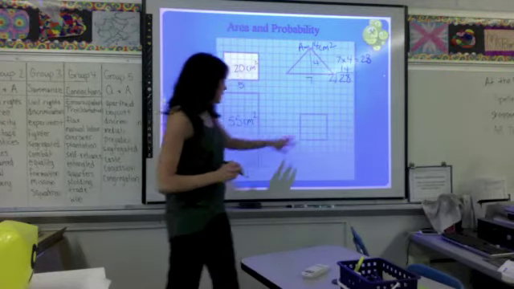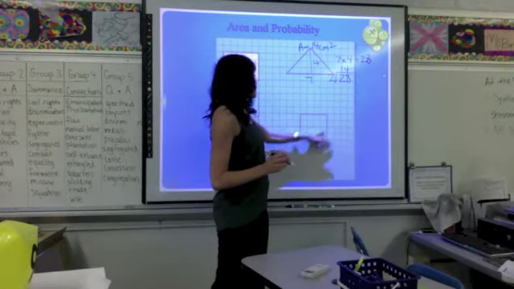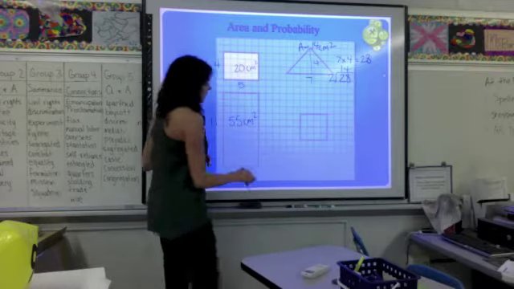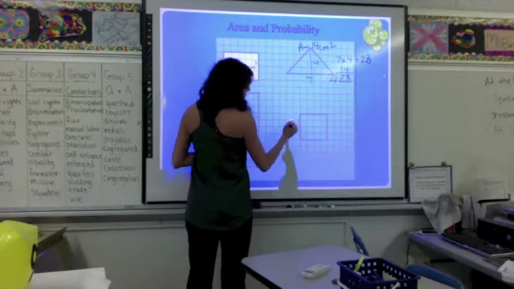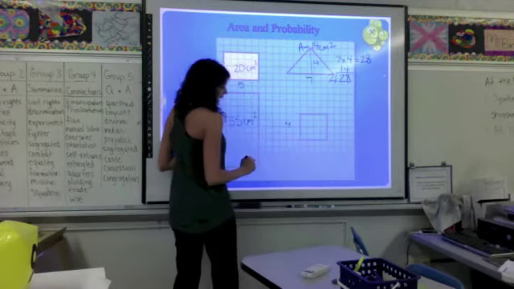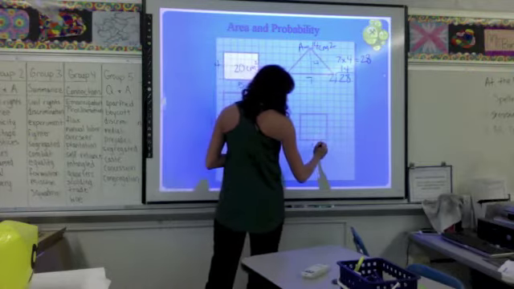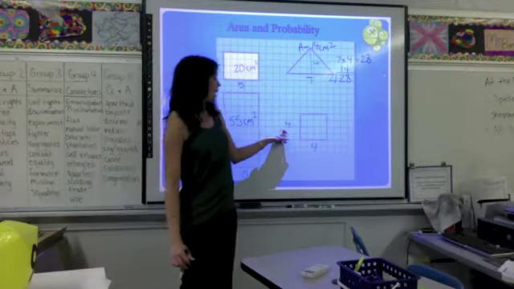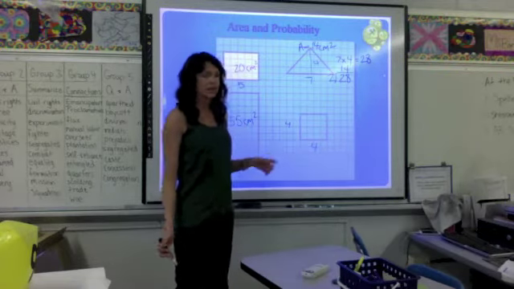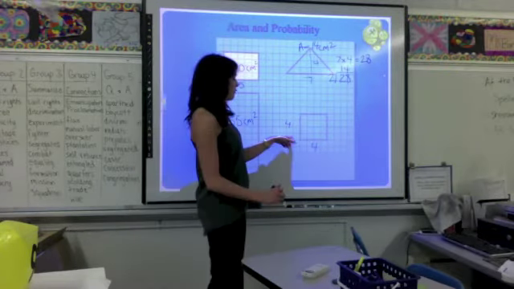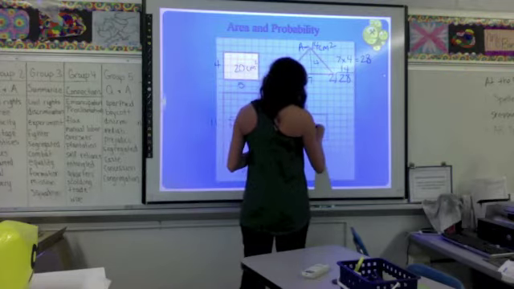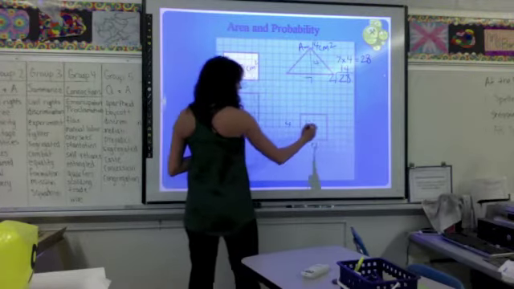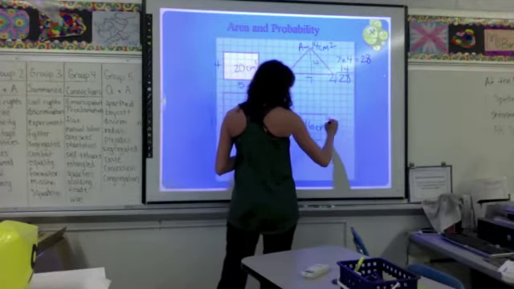Okay, let's finish up by finding the area of this square. The square is 4 cubes high and 4 cubes wide. To find the area of the square, I just multiply my base times height, or my length times width, same thing. And 4 times 4 is 16, so I know the answer to this is 16 centimeters squared.